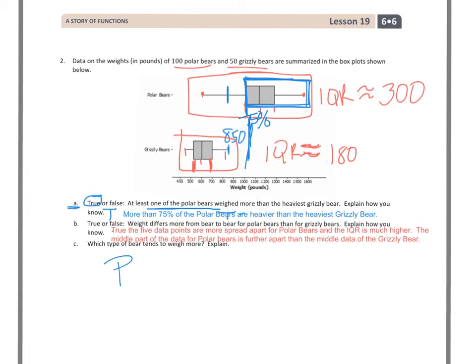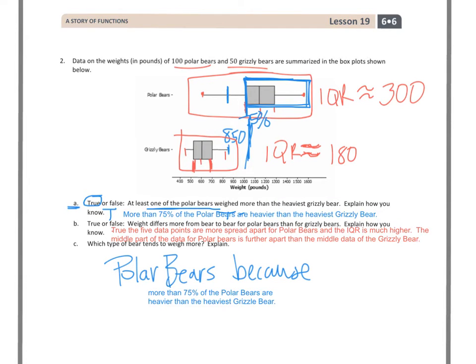So I'm going to put polar bears because of what I just said. And there's my explanation right there. So polar bears, because more than 75% of the polar bears are heavier than the heaviest grizzly bear. And yeah, little typo right in there.